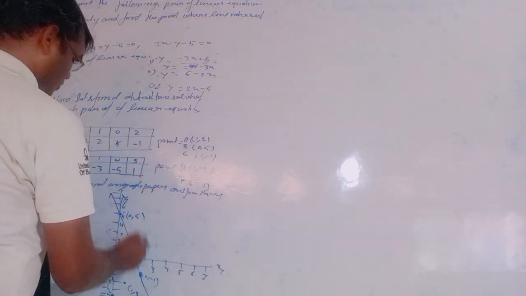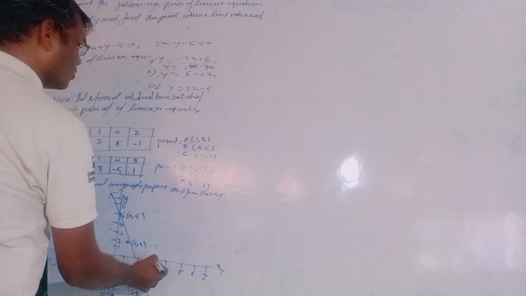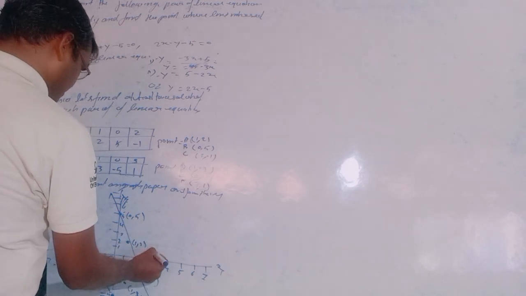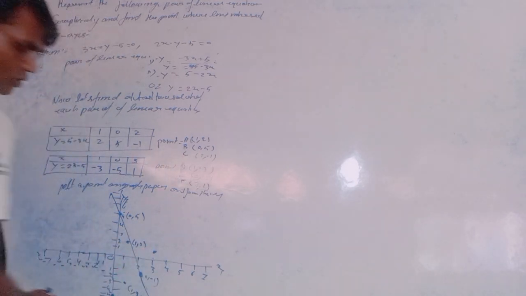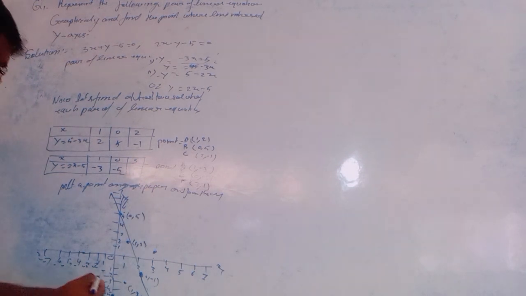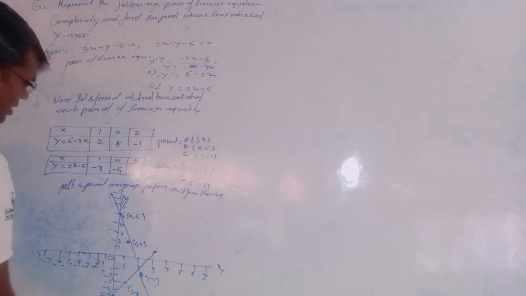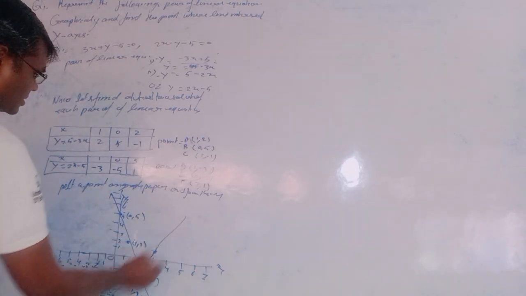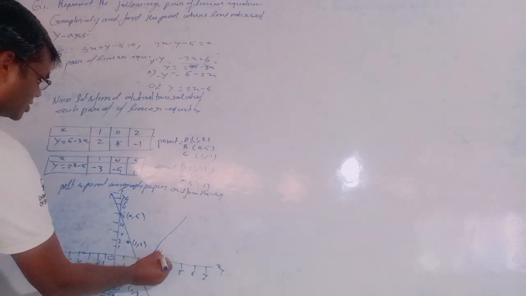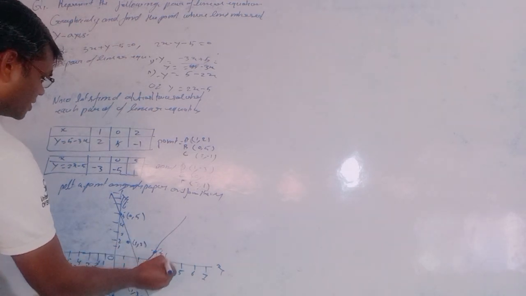And then after that (3, 1). 3 is here on x and 1 is on the y axis. So (3, 1). So if we meet these points, we will get here. These points will meet like this. Okay, this is (3, 1).